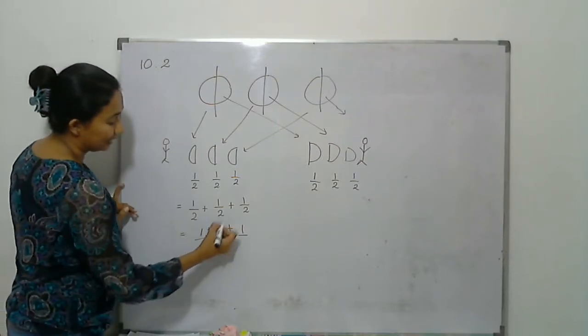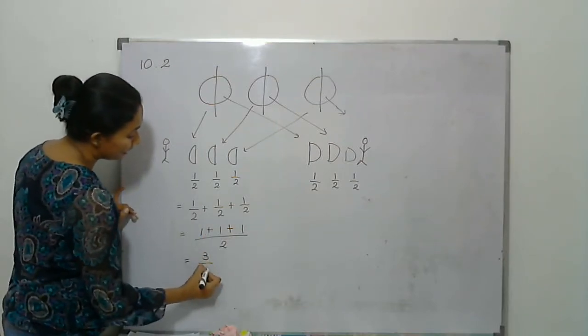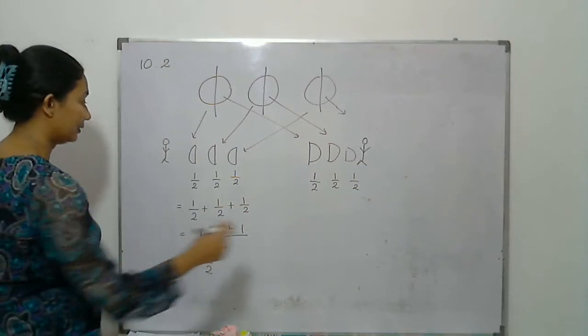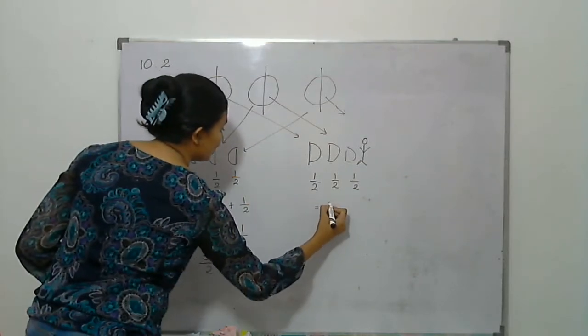Okay, 1 plus 1 plus 1, 3 upon 2. Okay, we'll get the same answer in this one.